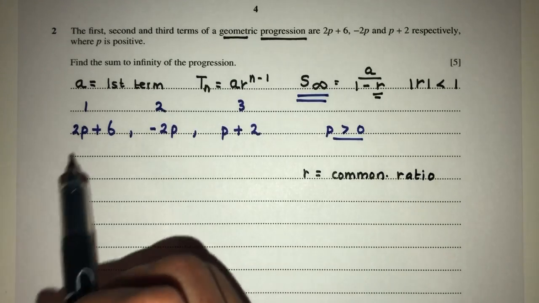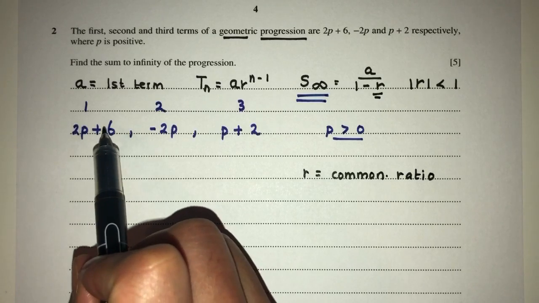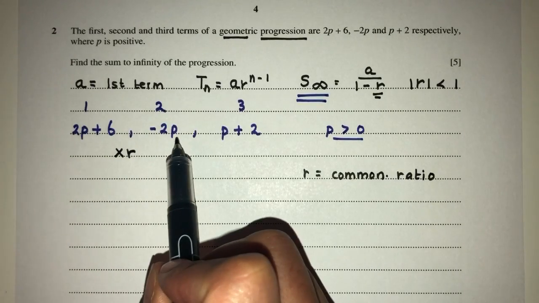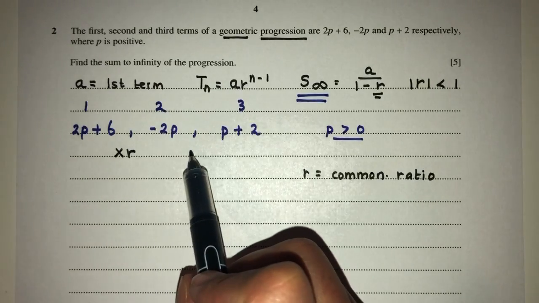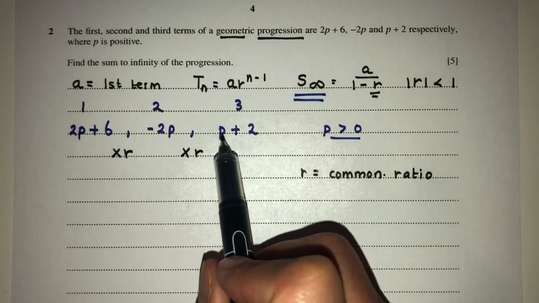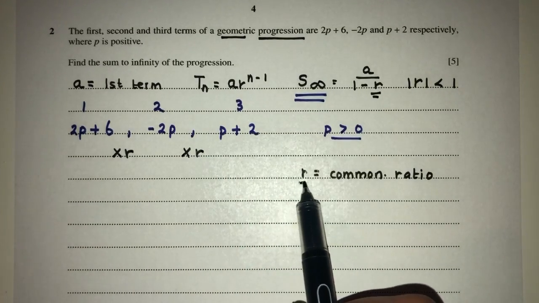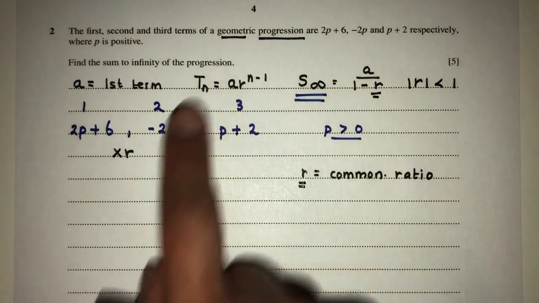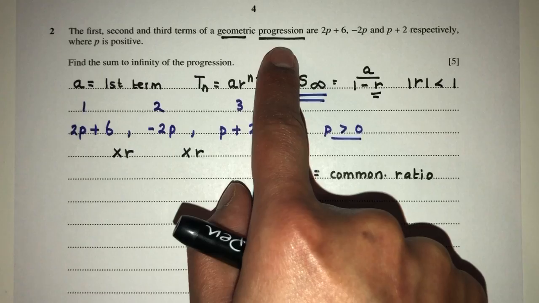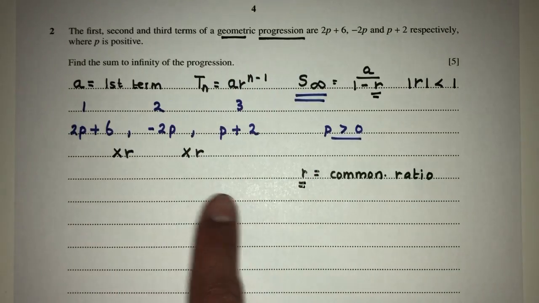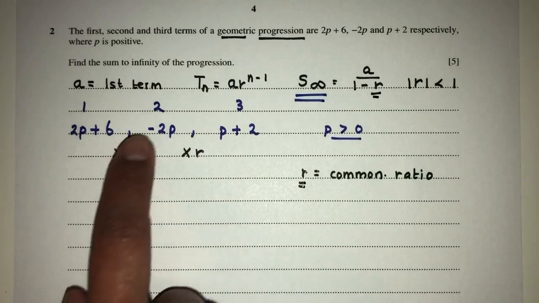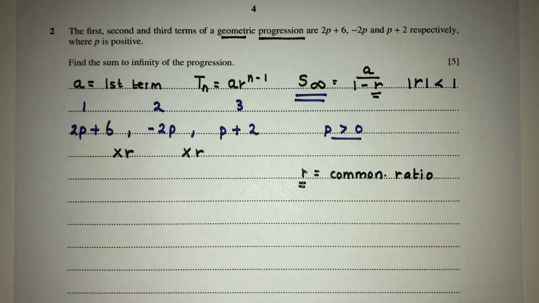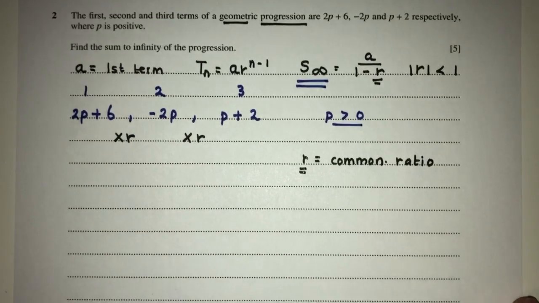For example, I have the first term. To obtain the second term, I multiply by r. Now from the second term, I have to multiply by r to obtain the third term. It is the common ratio. And how do I know this is true? Because it is given to us already that it is a geometric progression. And geometric progression is always like this. First term multiplied by something gives you the value. Multiplied by the same thing gives you the other value. So this is for geometric progression.